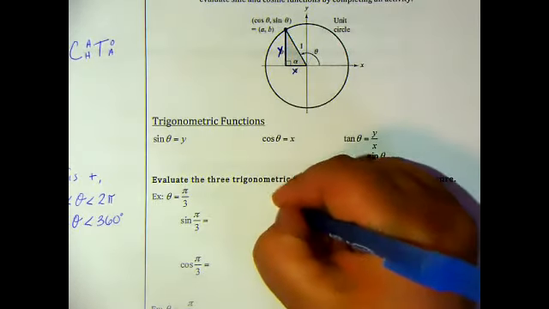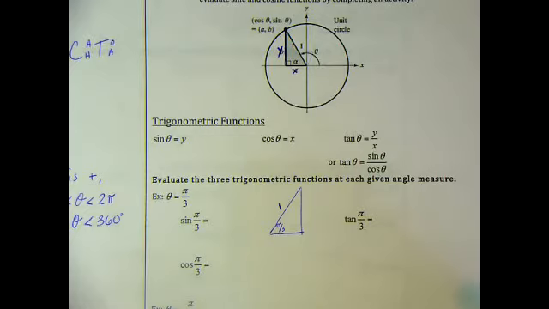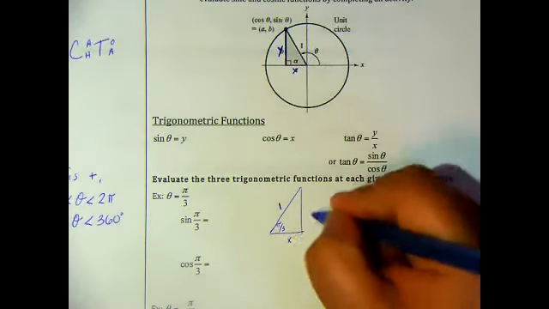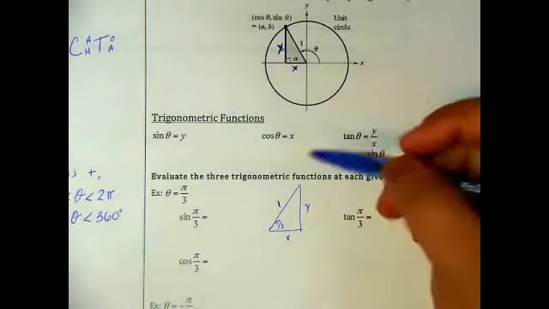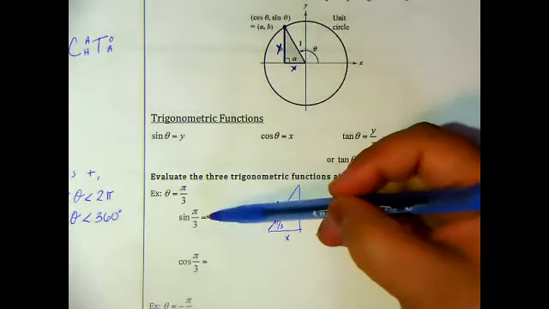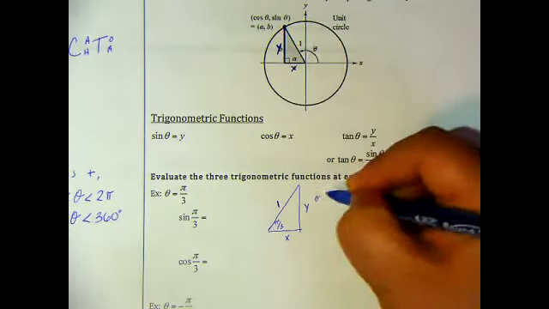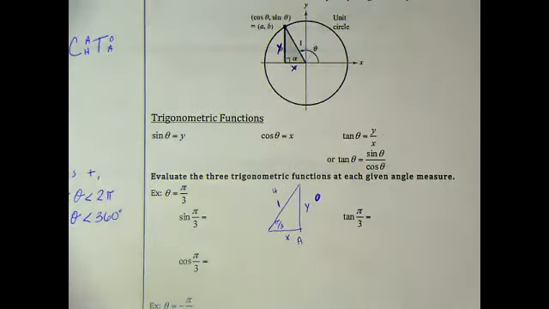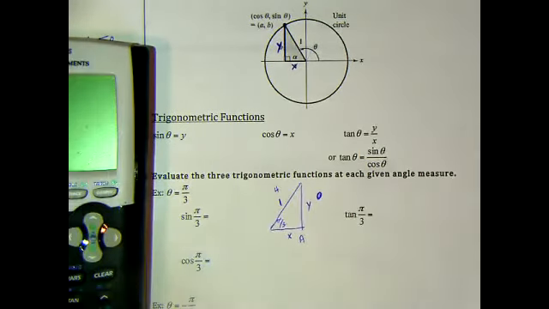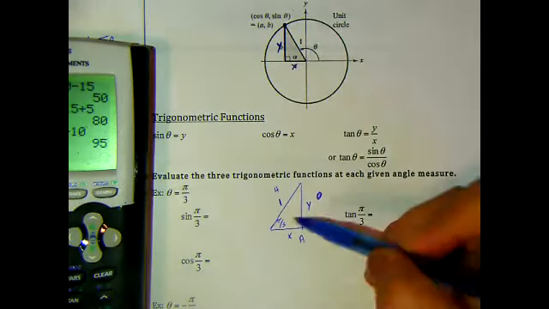So this is my pi over 3 angle. This is 1. And I need to know my x and my y here. If I use my SOHCAHTOA to find sine, I have my opposite, my adjacent, and my hypotenuse, then it would be y over 1. So sine of pi over 3 is y over 1, or I could just do y here.